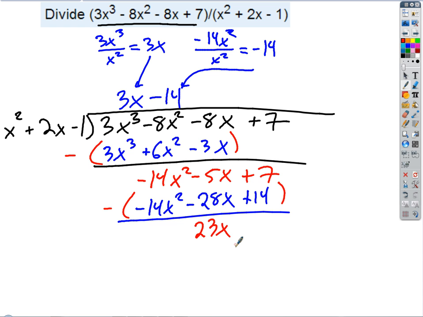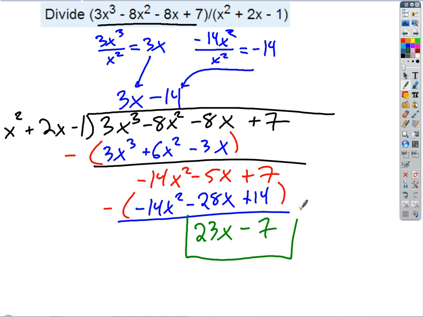Okay, and I'm going to make this a different color. I'll make this green. You'll see why. So this is going to be positive 23x, 7 minus 14, negative 7. Now, does x squared divide into 23x? No, so this is my remainder, right?